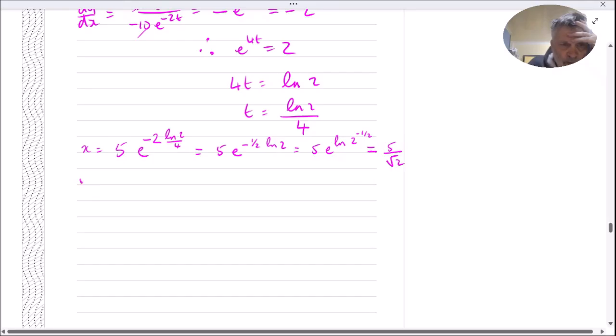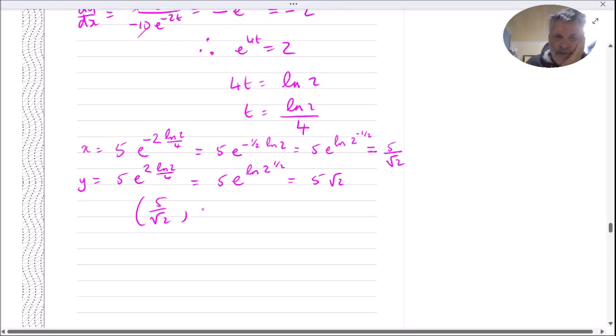And y is equal to 5e to the 2 logarithm 2 over 4. So this is 5e to the logarithm 2 to the power of a half. So this is just root 2, so this is 5 root 2. So it looks like our point is 5 over root 2, 5 root 2. If you wanted, you could rationalize this denominator, so you get 5 root 2 over 2, 5 root 2.